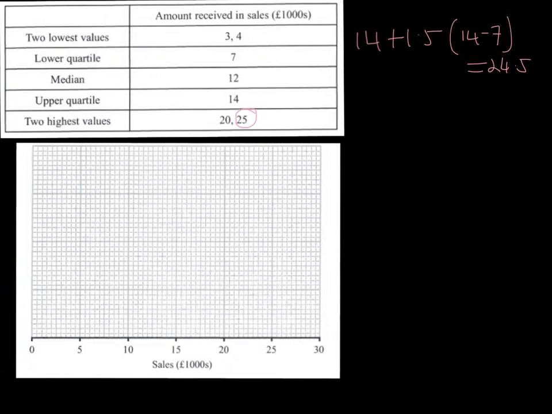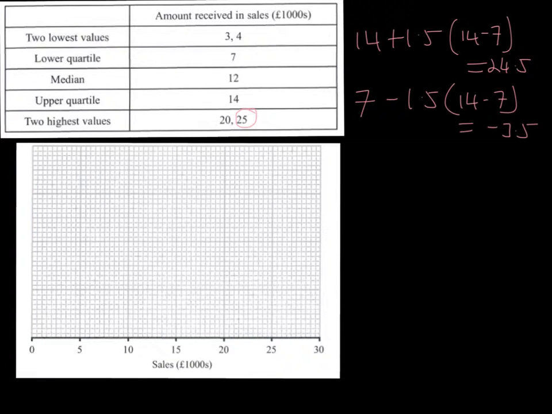Similarly, we're then going to have a look at if there are any outliers on the left-hand edge. So we're going to take the lower quartile, which is 7, and subtract 1.5 multiplied by the interquartile range. And that gives us a value of negative 3.5. So we can see that given the lowest two values of 3 and 4, there aren't actually any outliers on the left-hand side. So now we've got all the information we need to actually draw this.